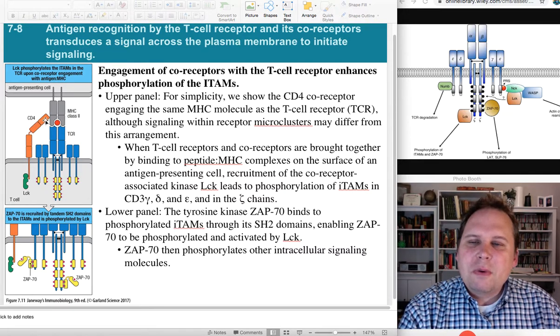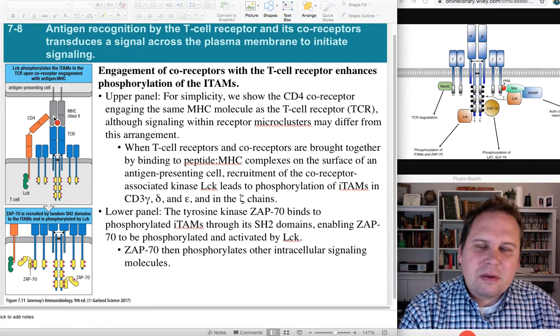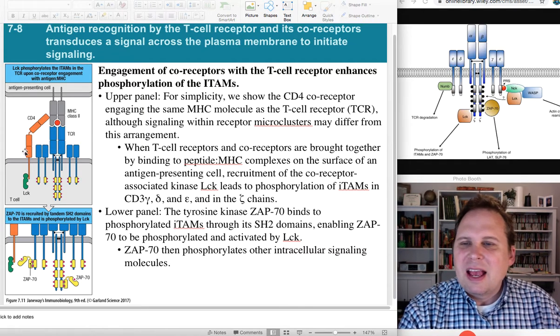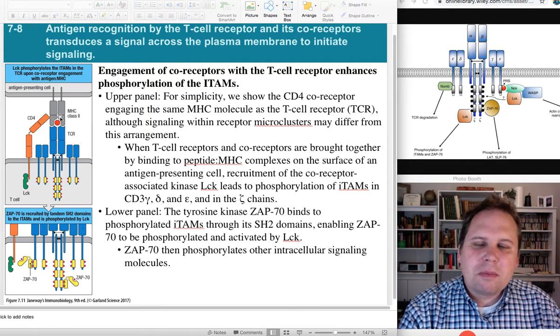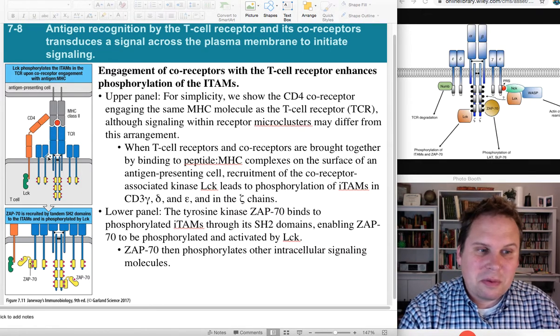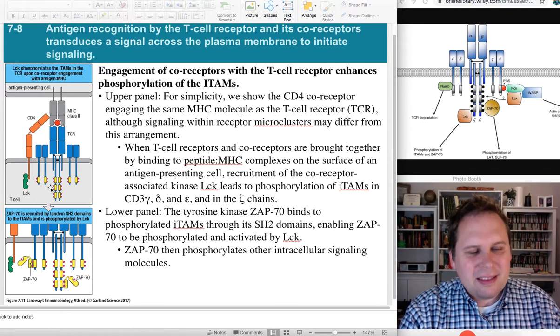When CD4 binds to MHC class 2, the only way that happens is if MHC class 2 is held in place with a T cell receptor. Otherwise, you'll get CD4 binding or you'll get T cell receptor binding, but no CD4, and this only works if you get all those things bound at the same time in the same place.